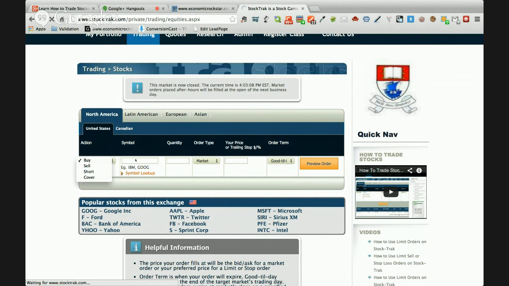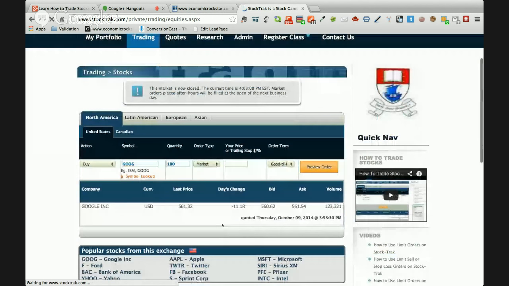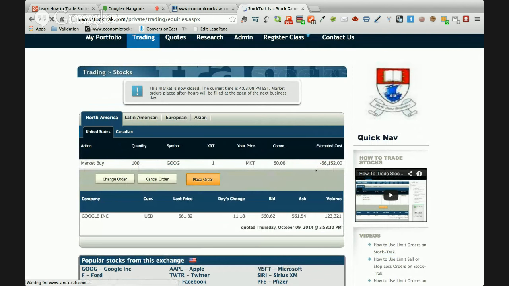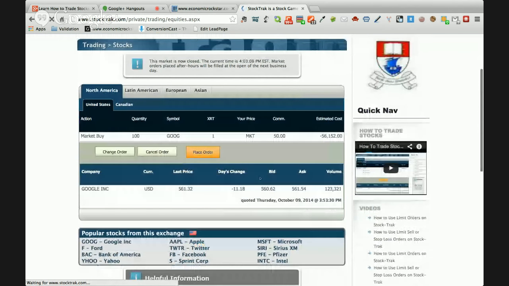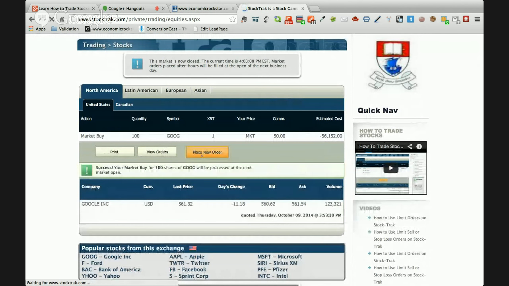I'm going to take the symbol Google, and we'll put in a quantity of 100 shares. Because the market is possibly still open in the United States, though it's about to close, we're going to take the market price for Google stock, which is currently $561.32. We preview that order. The estimated cost based on 100 shares is approximately 56,000, and I place that order. We're shown a confirmation of 100 Google shares being purchased.